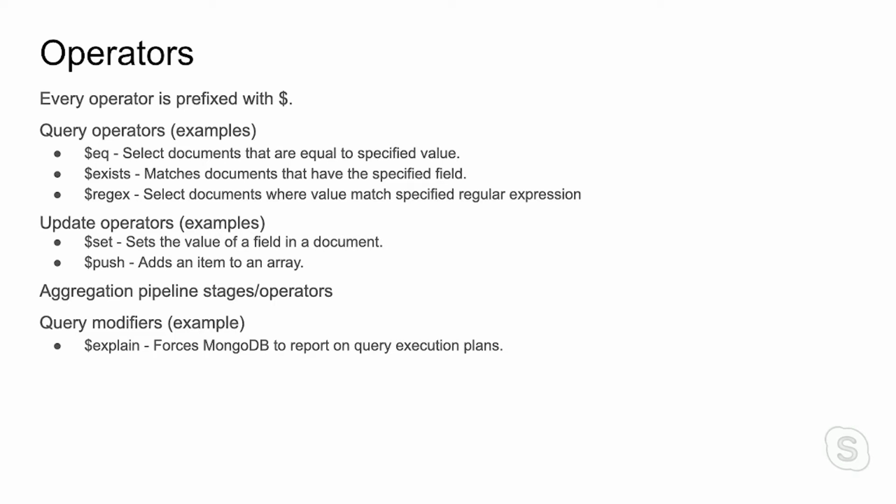Similar for update operators. There are some aggregation stages and operators we will see in the aggregation part of this presentation. And there are nice query modifiers, for example, $explain, which will tell you more about the execution plan. If the database is doing some collection scan, if it's using some indexes, which index, and so on. So it's really helpful for debugging when you're trying to find what the database does.